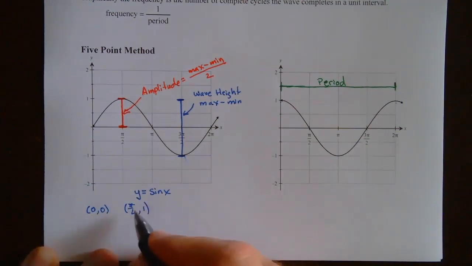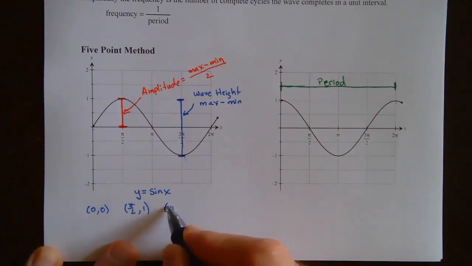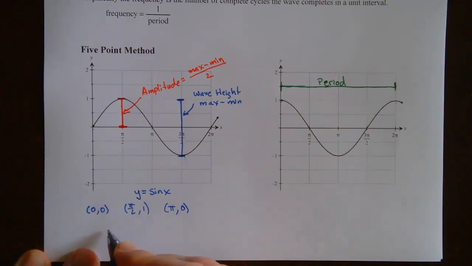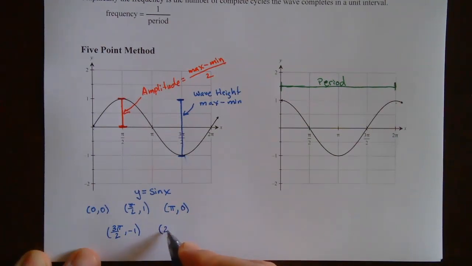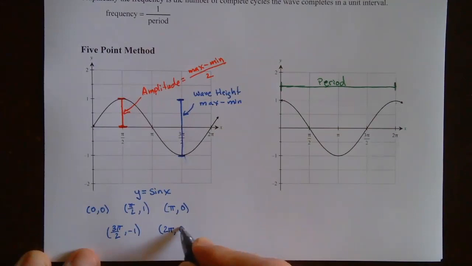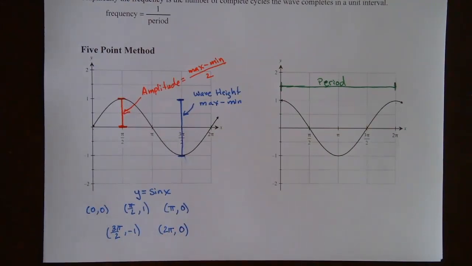And then pi comma 0. And then 3 pi over 2 comma -1. And then 2 pi, which would be the last point, and that'll put me back right here. And that's back to 0. Okay, and what we're going to do is transform these 5 points, and then based on those 5 points, we can keep graphing the graph.